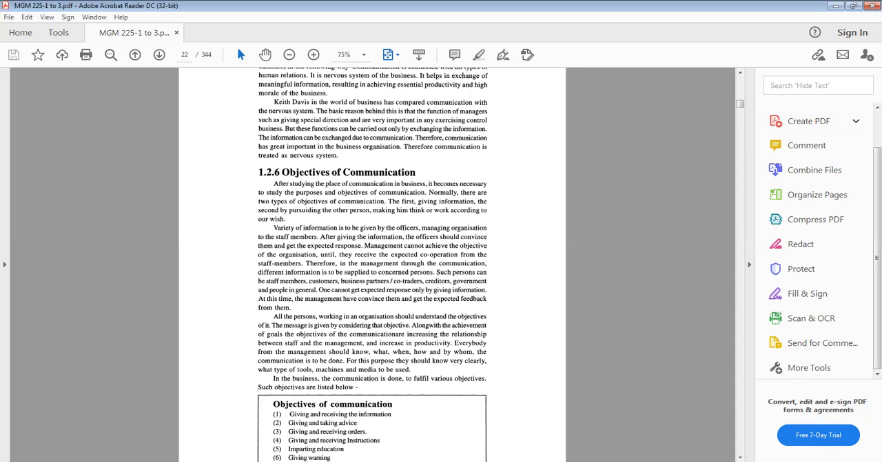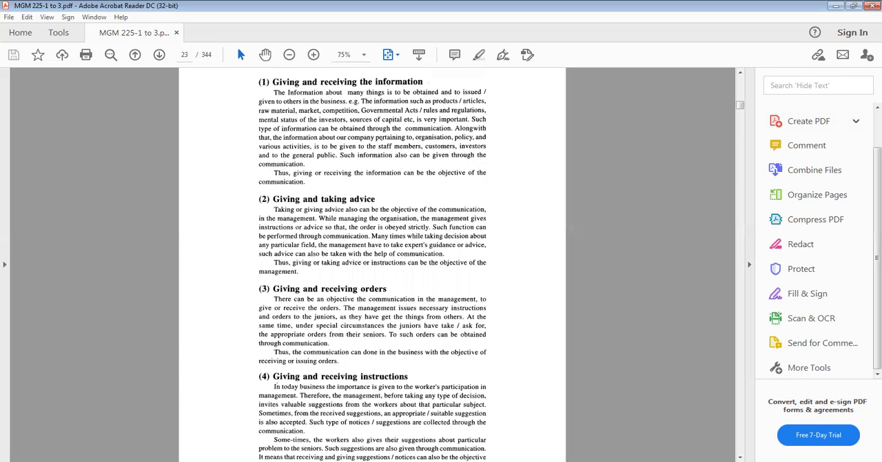Giving and taking advice. Taking or giving advice can also be an objective of communication. While managing the organization, the management gives instructions or advice so that the order is obeyed strictly. Such functions can be performed through communication. Many times while taking a decision about any particular field, the management has to take expertise, guidance, or advice.